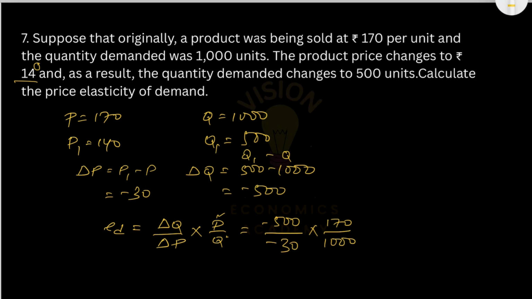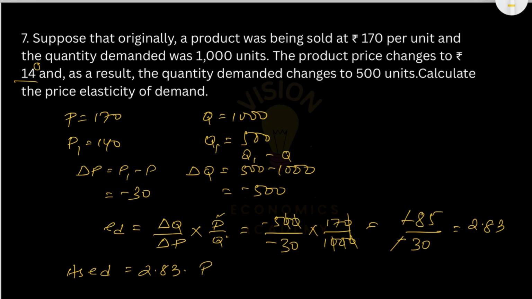All right. So the zeros get cancelled. We'll get 17 into 5 is 85, then 30. Right? So minus minus gets cancelled. You have 2.83. So as elasticity of demand is 2.83, price elasticity of demand is highly elastic.